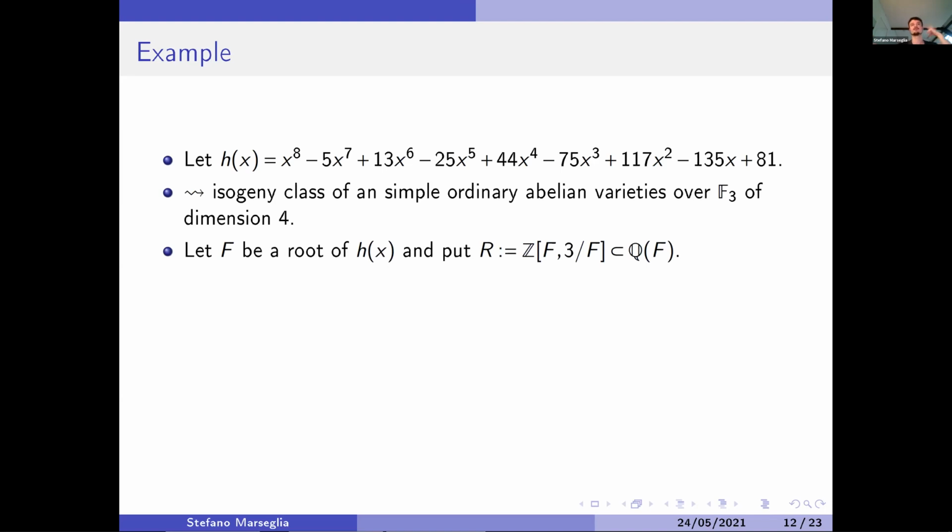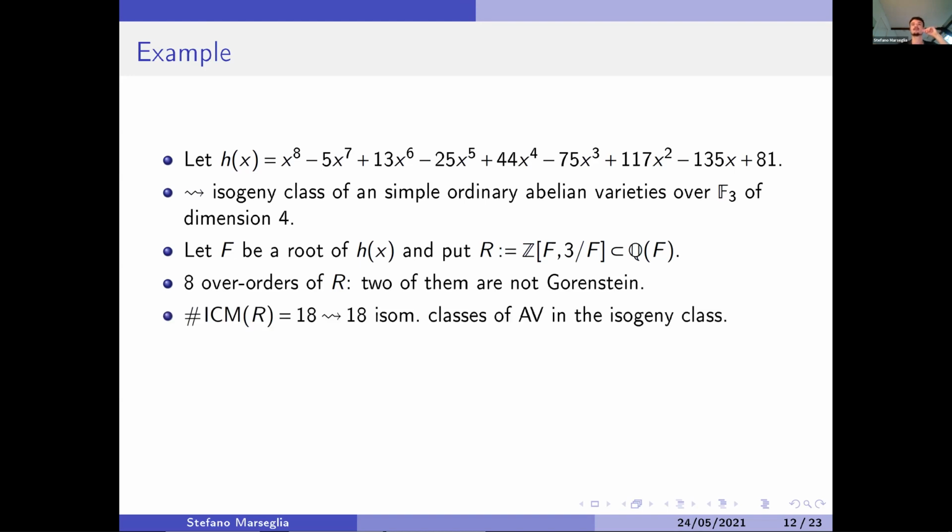Let F be a root of h, with the usual notation established already, and R be the order generated by Frobenius and Verschiebung. There are 8 overorders of R. 2 of them are not Gorenstein. So there are some ideals that are not invertible in their own endomorphism ring. Nevertheless, we can compute the ideal class monoid.